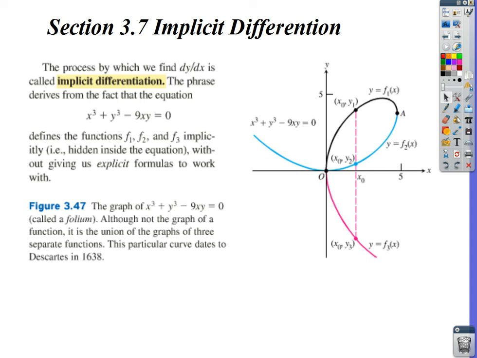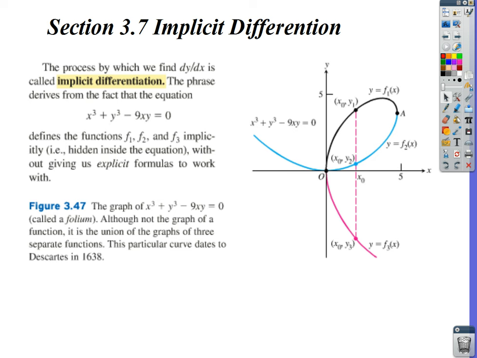But our spoiledness has been that our y's have always been by themselves. It's always been y equals f of x, equals g of x, and I want to find the derivative, I want to find dy/dx. But what happens when y is not always by itself? What happens if I have something like x cubed plus y cubed minus 9xy equal to 0?